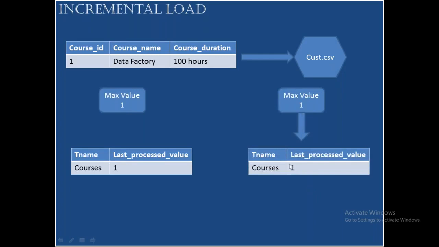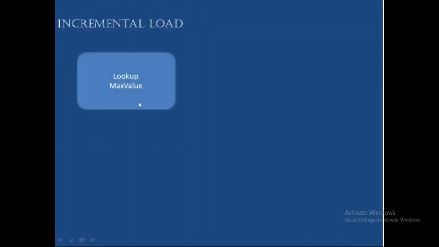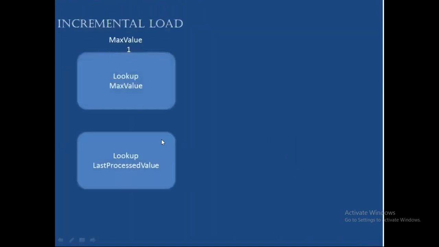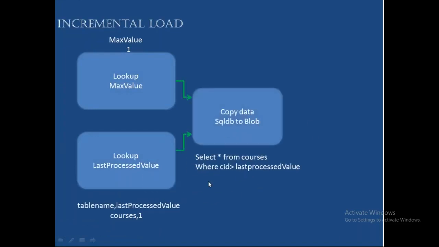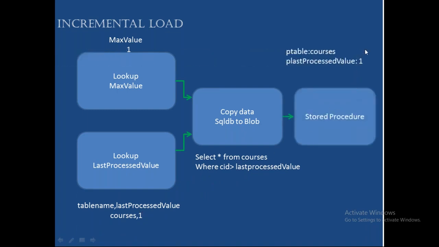Now this one I will update back to my last processed value. Same value will be there. Now come here, same lookup. Now lookup will read max value 1. Last processed value I will get 1. Now copy activity I will use to copy something like this: select star from courses where CID greater than last processed value. Last processed value is 1. So greater than 1, I don't have any records. So I'm not going to copy any data. I will just update my stored procedure. I'm going to update last processed value to 1 only again.